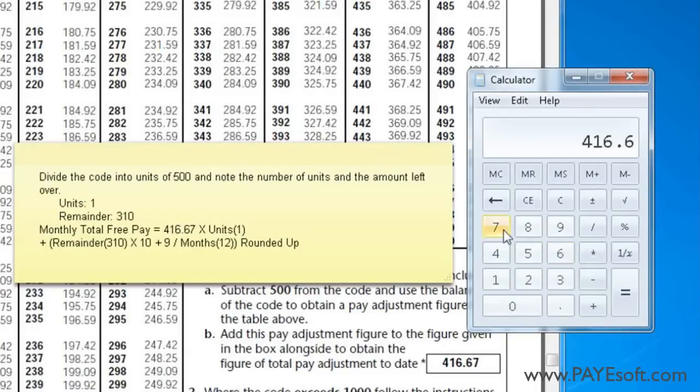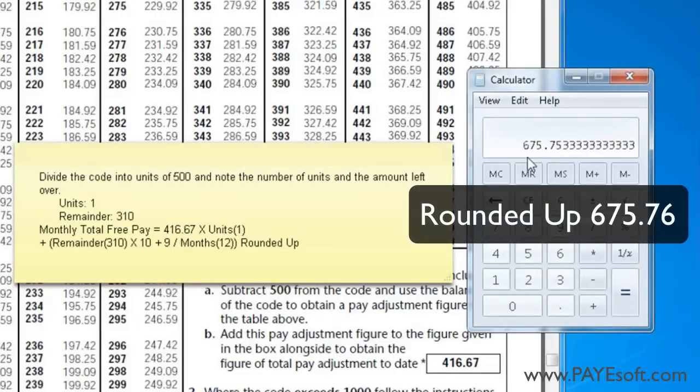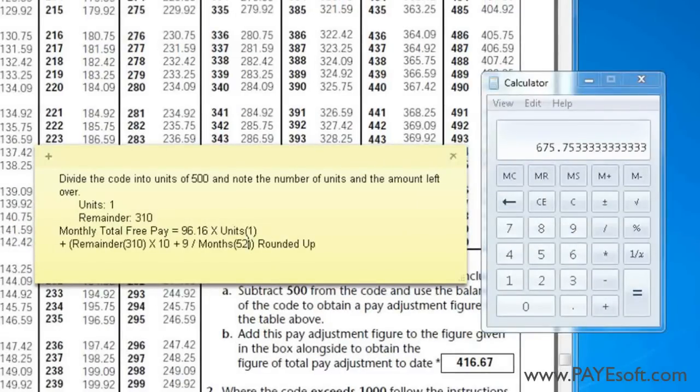Monthly total free pay equals 416.67 times the units of 1 plus a remainder of 310 times 10 plus 9, divided by 12 for the months, and rounded up. For the weekly values, change 416.67 to 96.16 and 12 to 52. Weekly total free pay equals 96.16 times the units of 1 plus the remainder of 310 times 10 plus 9, divided by 52 for the weeks, and rounded up.